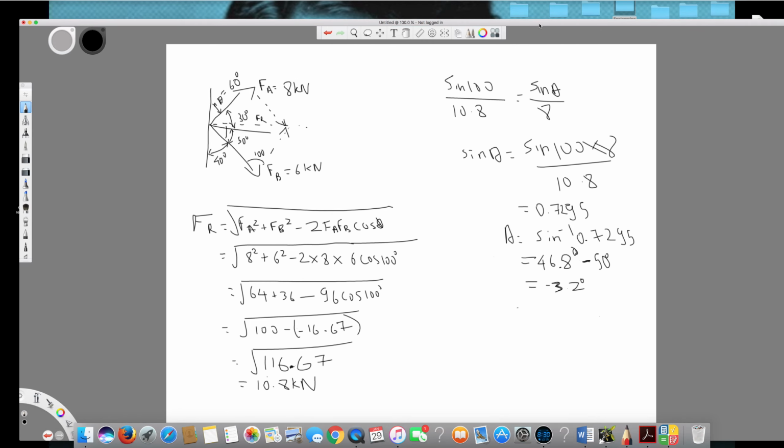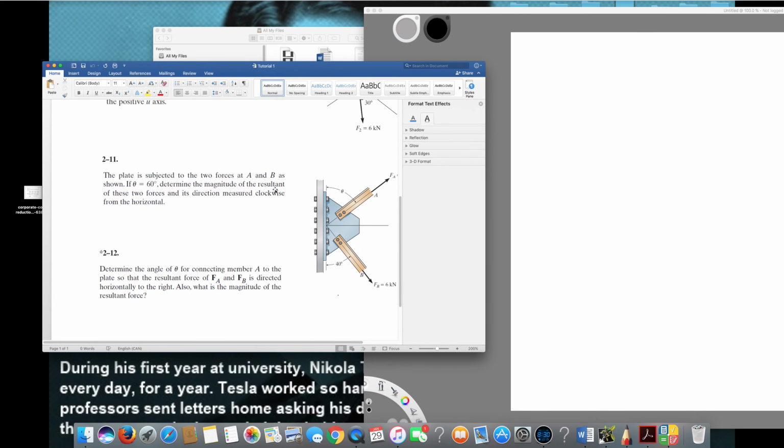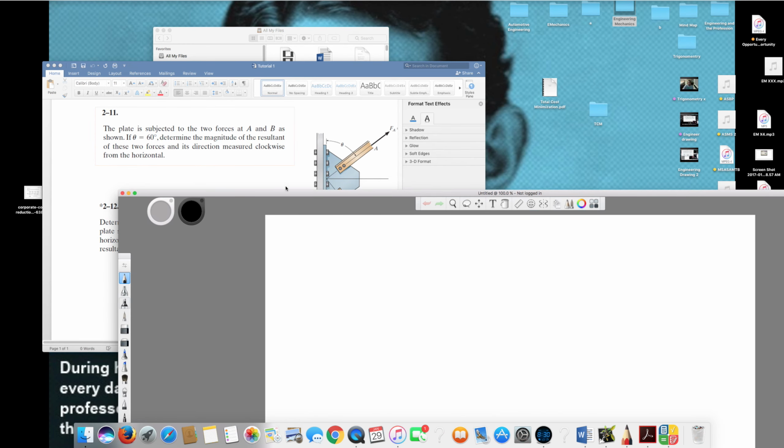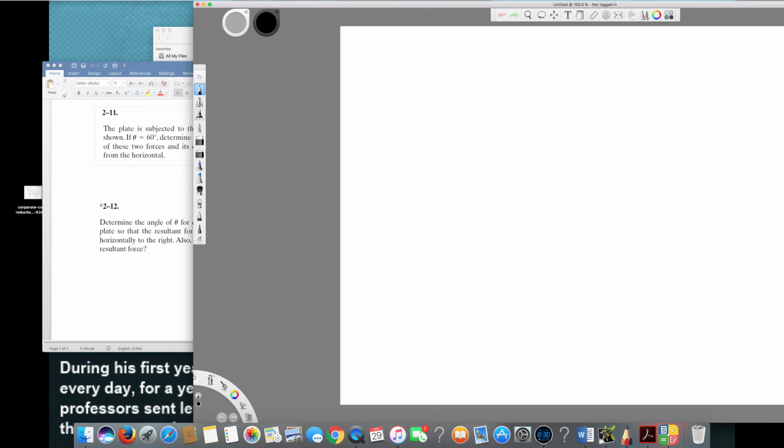So that's all about it, and let's move to the next question. The next question asks, determine the angle theta for connecting member A to the plate so that the resultant force of FA and FB is directed horizontally to the right, and also what is the magnitude of the resultant force? Wow, that's a great question. But in this case, they say we have to find the theta, so we don't know the theta, right?